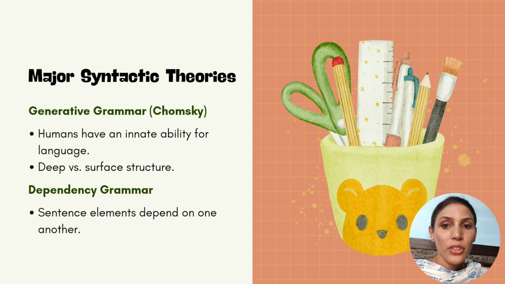Here I am going to discuss major syntactic theories by different linguists. First of all, Chomsky's generative grammar. I think you all know very well who Noam Chomsky is, the father of modern linguistics. He gave the concept of generative grammar, in which he discusses that humans have an innate ability for language, and deep versus surface structure. Dependency grammar: sentence elements depend on one another. These are some basic concepts in Noam Chomsky's theory of generative grammar.